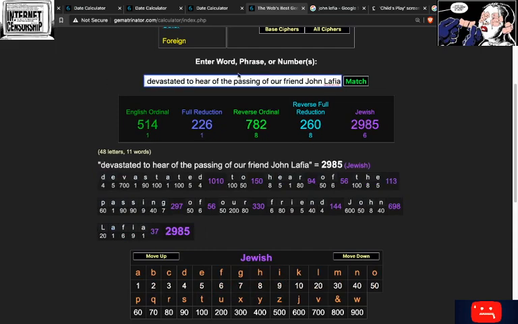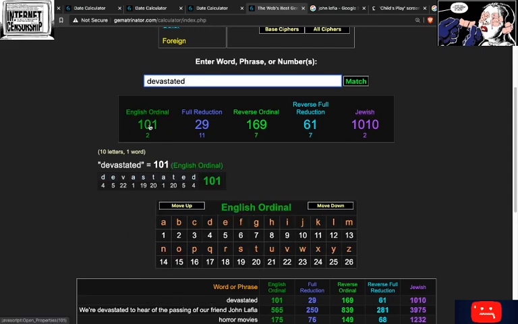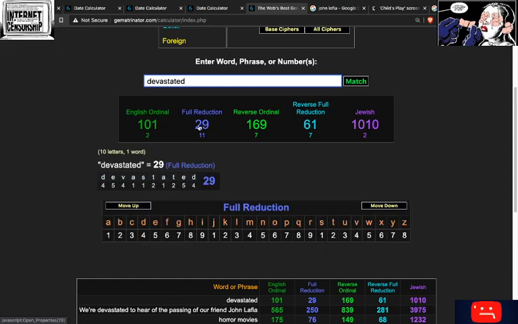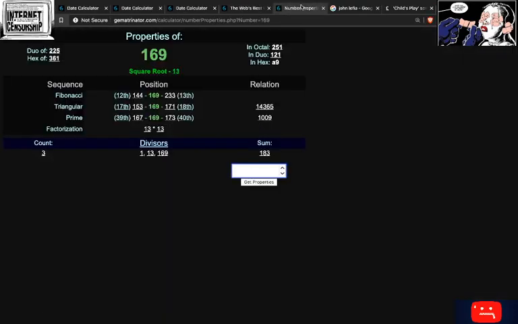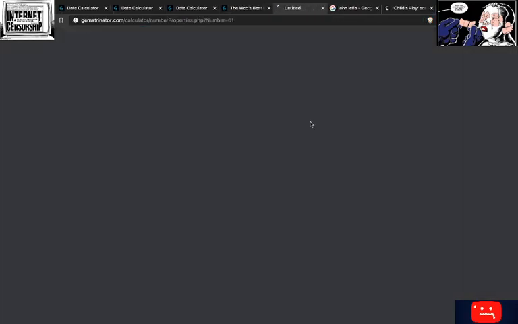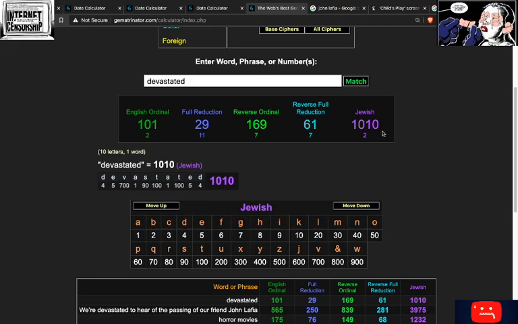One article said they were quote unquote devastated. Now look at this. Devastated is 101, which is the 26th prime, right? 29 is the 10th prime. His last name, 29. 169 has a square root of 13, right? We've seen a lot of 13. 61 is the 18th prime. So it just keeps going on and on and on, man.